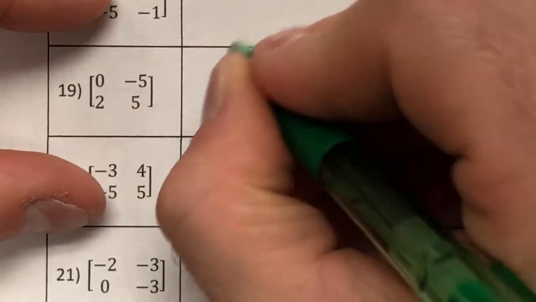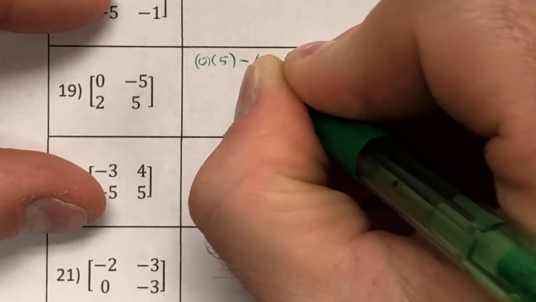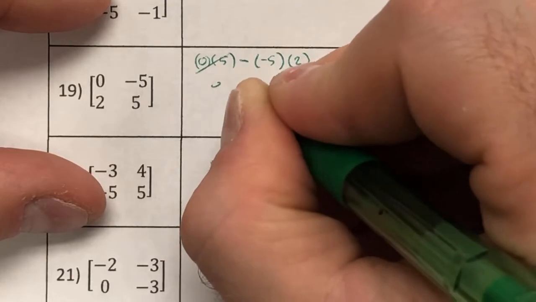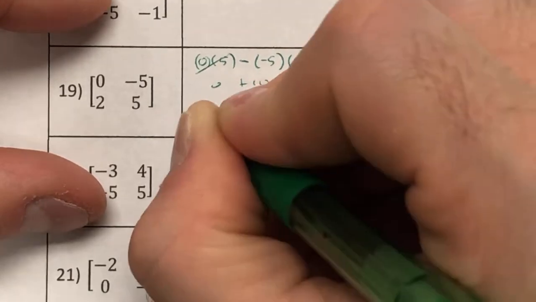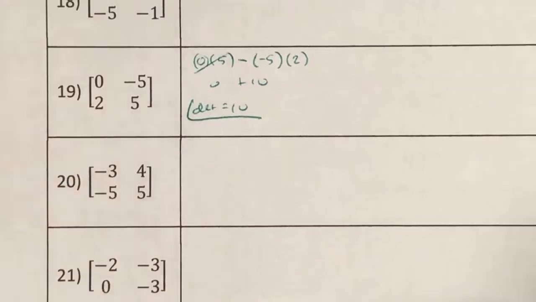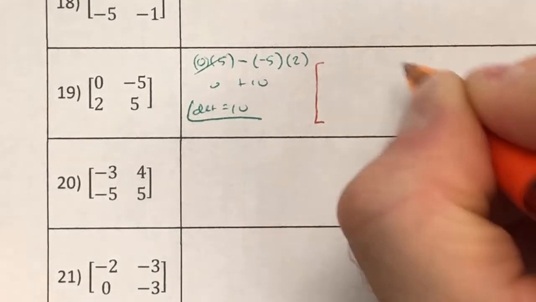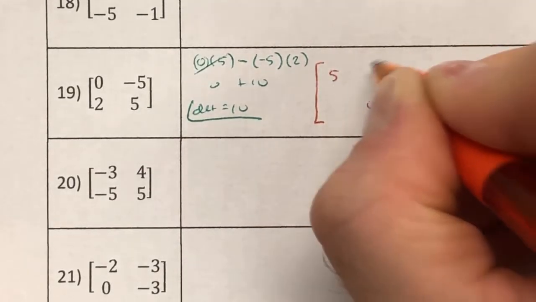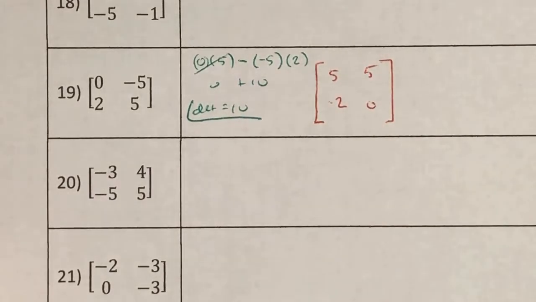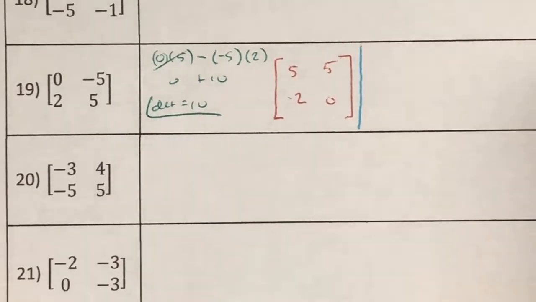So let's go ahead and find the determinant, which is going to be 0 times 5 minus negative 5 times 2. So that's going to be 0 plus 10. My determinant is 10, which means I'm scaling that matrix by 1/10. I do my swap and change of 5, 0, make that a positive, make that a negative. And that leads us into our choice of which matrix do we want to pick.